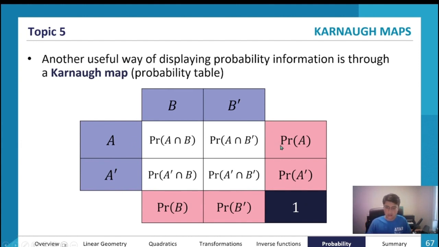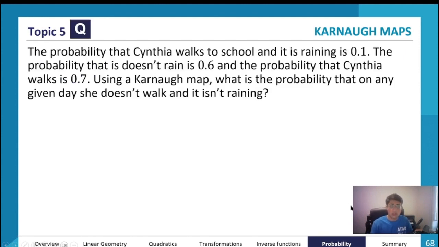If you sum along the rows here, you get the probability of A and the probability of A complement. The sum along the columns gives you the probability of B and the probability of B complement. And if you sum along the final column and the final row, you'll get one. That's just because if you add up the probability of A happening and A not happening, obviously that refers to all outcomes, so that's going to have a probability of one. Same with the probability of B and B complement.